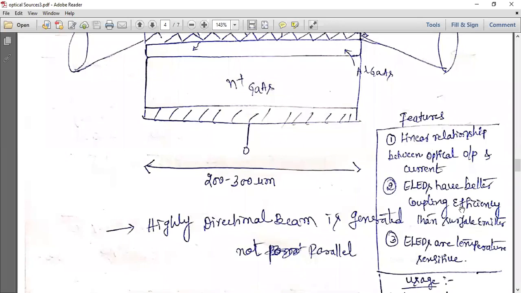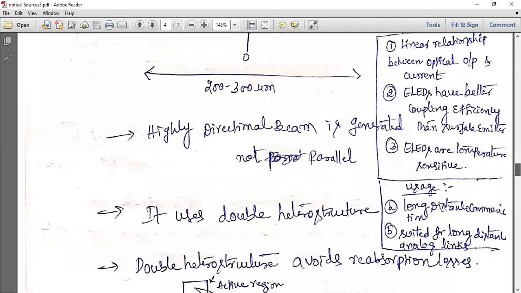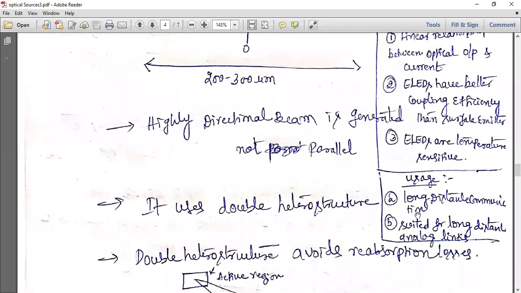As it is a directional beam, the coupling efficiency is more, and it is also temperature sensitive, and it can be used for a long distance compared to SLED. It is used for long distance communication. Okay, so it uses a double heterogeneous structure.